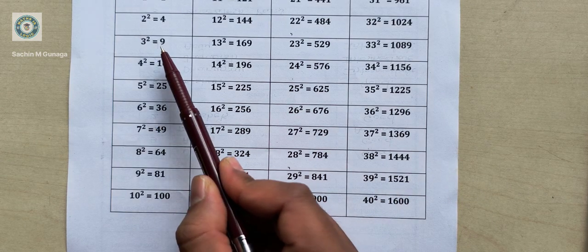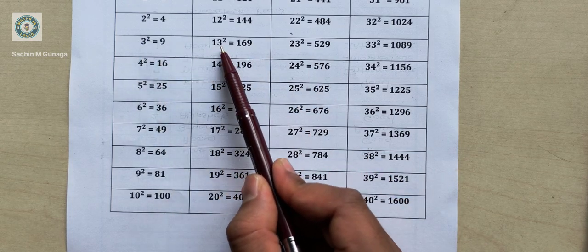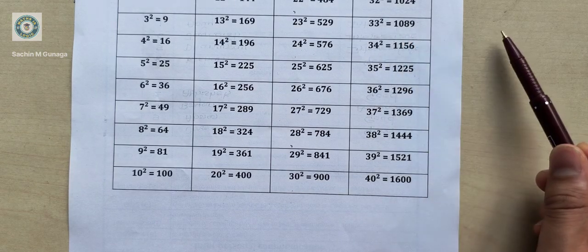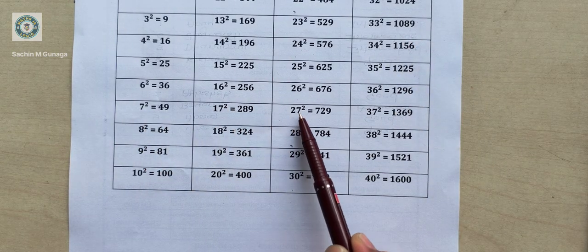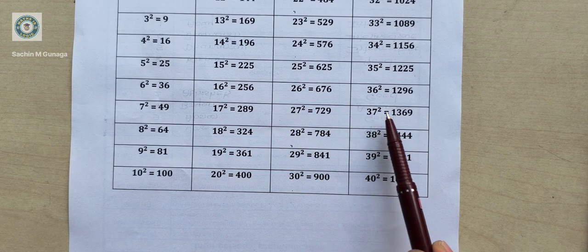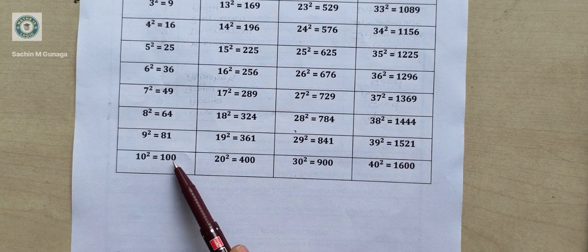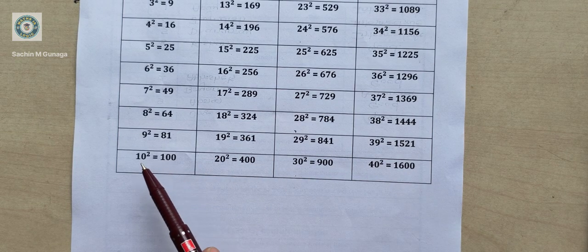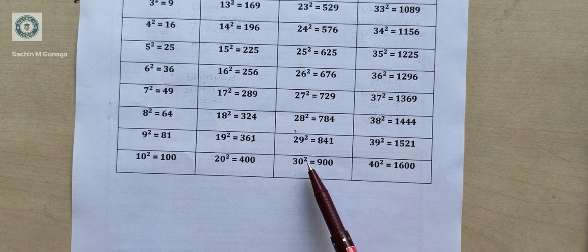Next, the last digit number 9 we are getting for 3 square, 13 square, 23 square, 33 square, and so on, as well as 7 square, 17 square, 27 square, 37 square, and so on. And lastly, the last digit number 0 we will get only for 10 square, 20 square, 30 square, 40 square, and so on.